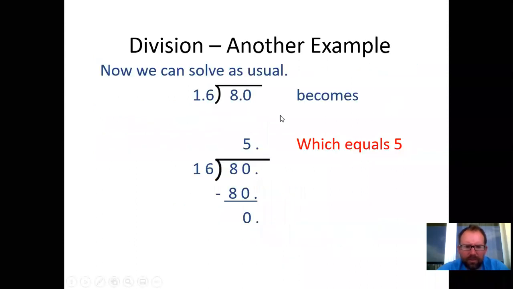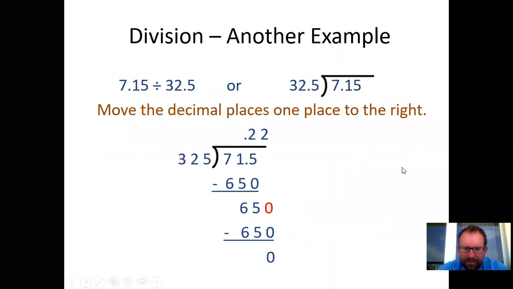All right, so 8 divided by 1.6 becomes 80 divided by 16, which will give you the same answer. Okay, so then 16 goes into 80 5 times, which is 80, and you end up with 0. And so your answer is just 5. Seems pretty easy when you do it like that, right?